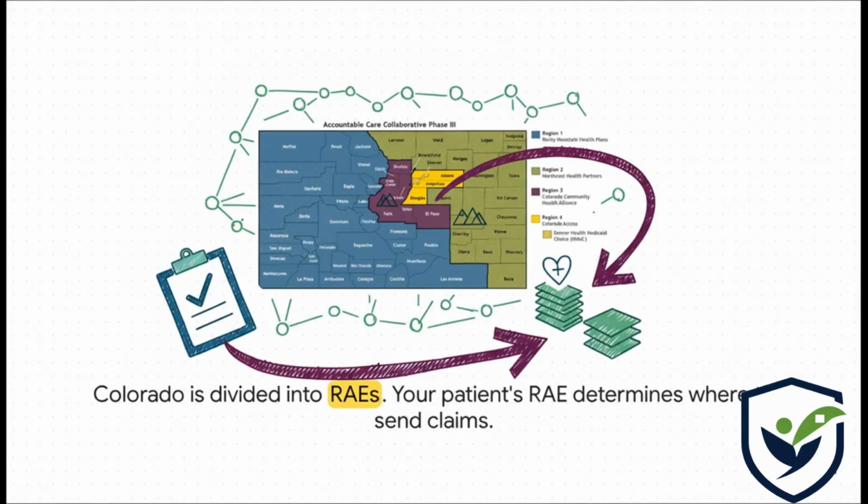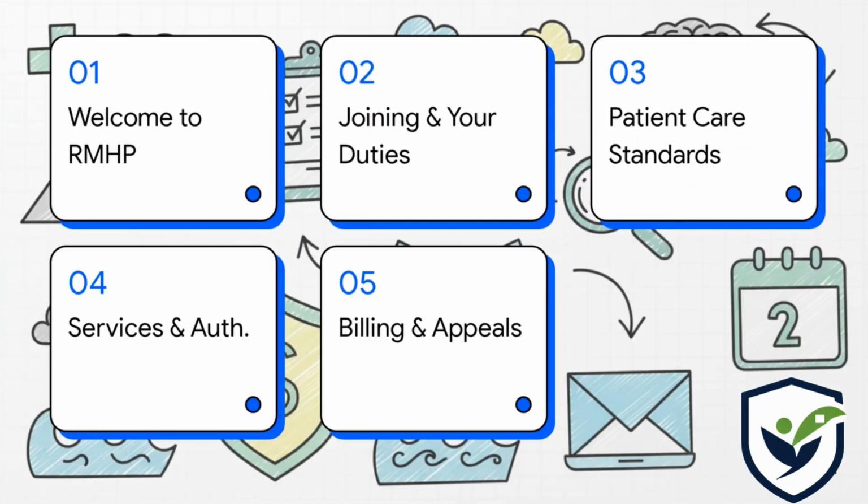First things first, you've got to understand that Colorado's Medicaid system is broken up by region. This map shows you those different regions, each managed by what's called a Regional Accountable Entity, or RAE. Rocky Mountain Health Plans, RMHP, is the RAE for that huge chunk on the western slope, Region 1. Honestly, knowing which RAE your patient belongs to is pretty much the key to everything else we're going to talk about.